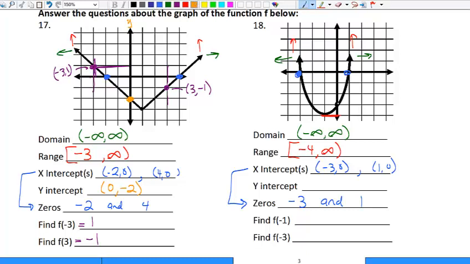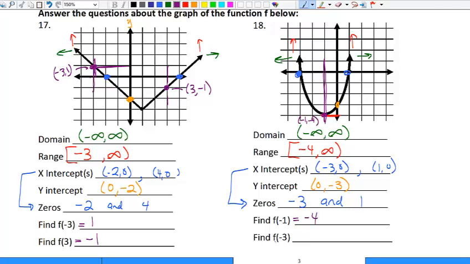My y-intercept, let's see, that looks like 0, comma, -3. And when I'm trying to find my values, if we're trying to find f of -1, so if x is equal to -1, looks like my y value, -1, comma, -4, is -4.